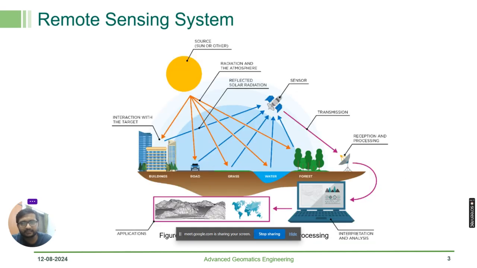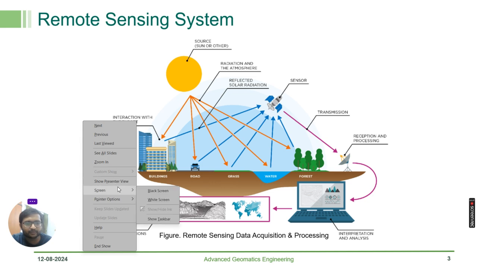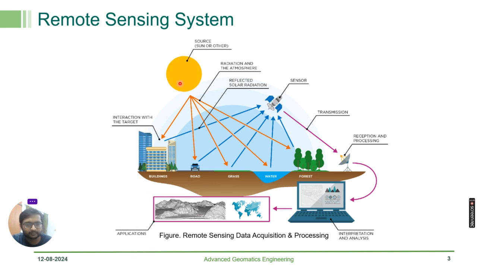If we consider remote sensing as a whole system, it looks like this. We have one energy source, which is the sun or any other thing. If we are getting the energy from the sun, then it is considered passive remote sensing. If we have our own energy source, then it is known as active remote sensing. After that, from the sun, the energy will radiate and go through the atmosphere.